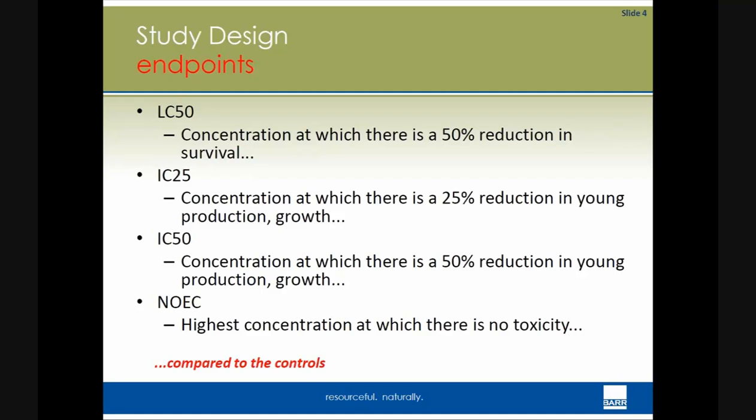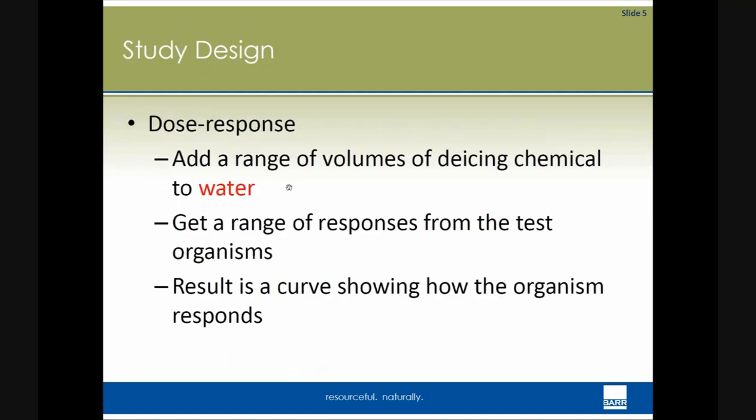All these different endpoints are compared to the controls. The control from the study was a synthetic laboratory water to which no product was added. And those controls really are used to determine the relative change in young production, growth, or survival among a range of chemical concentrations in the study. Any questions about these endpoints or how they're used? Okay. Moving on to slide 5.